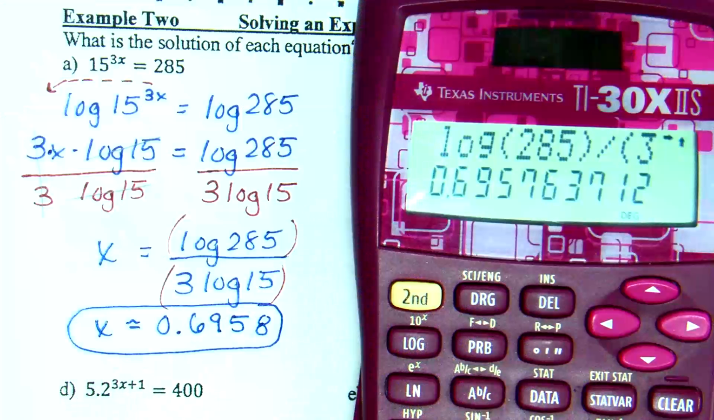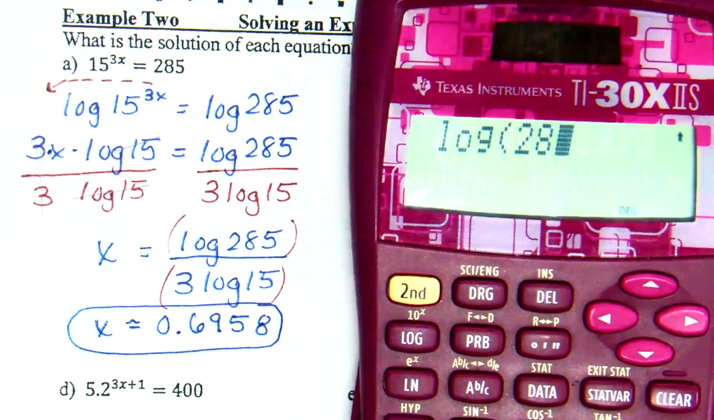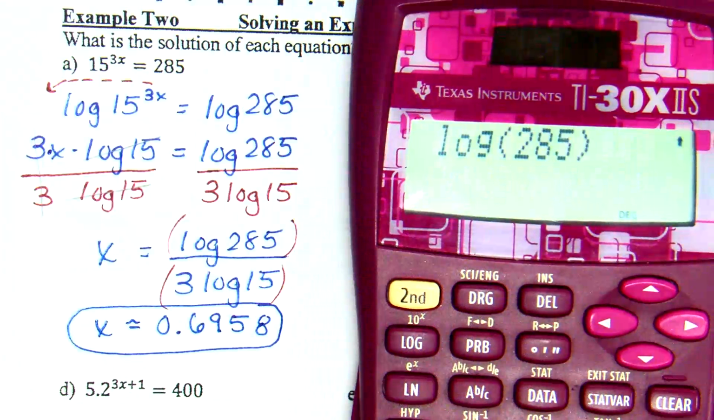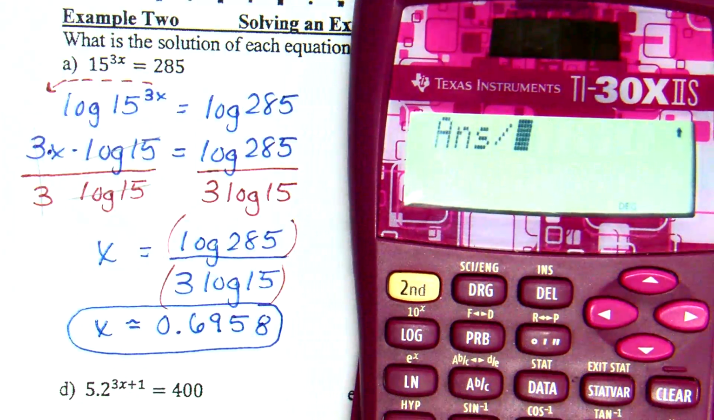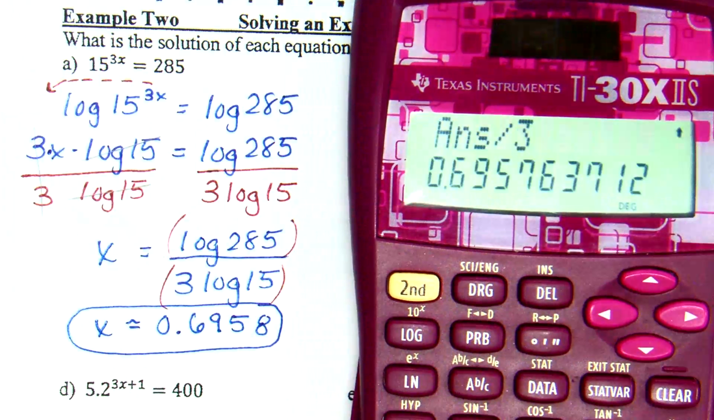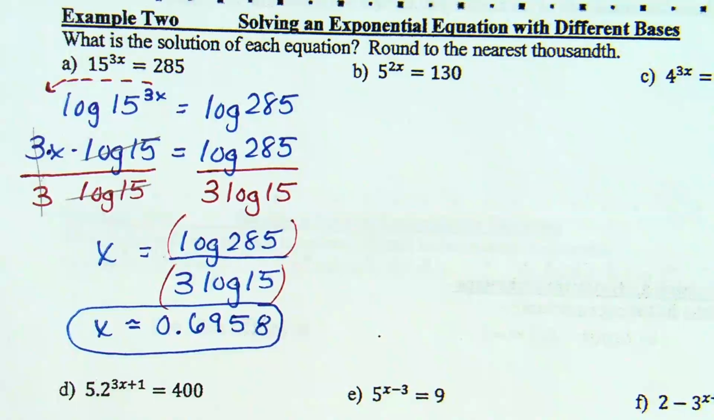If you didn't like those parentheses, or if your calculator is a little more difficult to use, honestly, the best thing would be log of 285. You could do divided by log of 15. You can hit equals there, and then you can do divide by 3. And you can reverse those steps as well. Okay? Depends on your preference, depends on your calculator. Do we get it figured out?